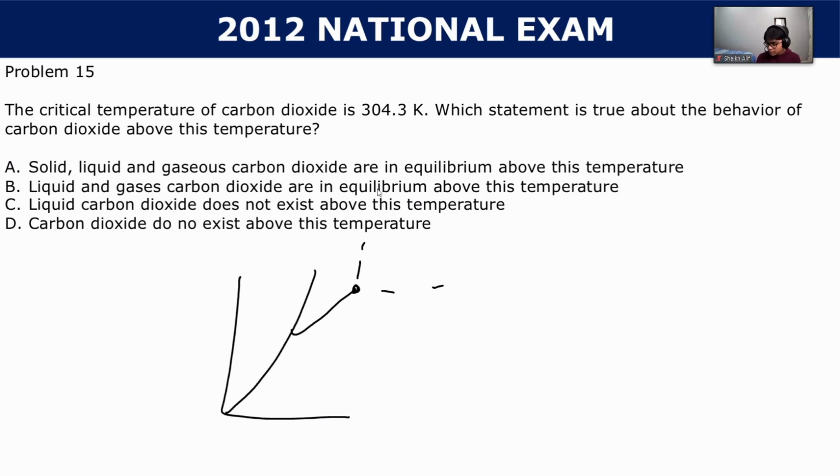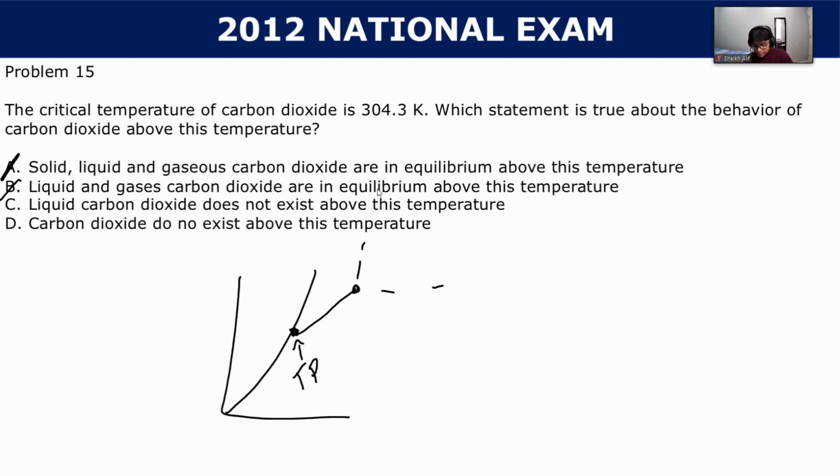A, solid, liquid, and gaseous carbon dioxide are in equilibrium above this temperature. That does not make sense. The only time that they're in equilibrium is going to be at the triple point here. So A does not make sense. B, liquid and gaseous carbon dioxide are in equilibrium above this temperature. This is not really true. They exist in this limbo form, so they're not in equilibrium. Instead, they're in almost a new phase on their own.